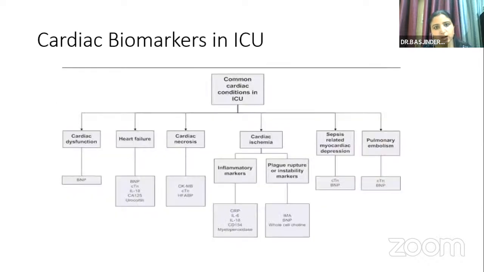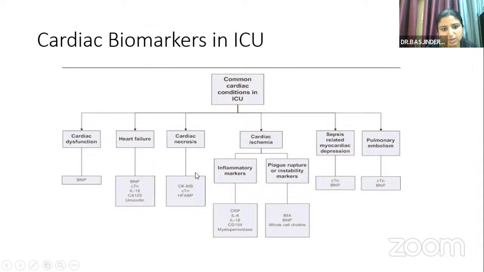Next are the cardiac biomarkers in ICU. Firstly, we should know what the different presentations of cardiac disease are in ICU, which we encounter in our day-to-day practice. So the common cardiac conditions in ICU: one is cardiac dysfunction itself, where brain natriuretic peptide is the biomarker. Heart failure can occur. The troponins or the BNP can be the marker.